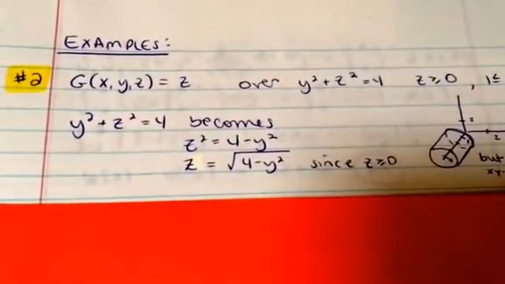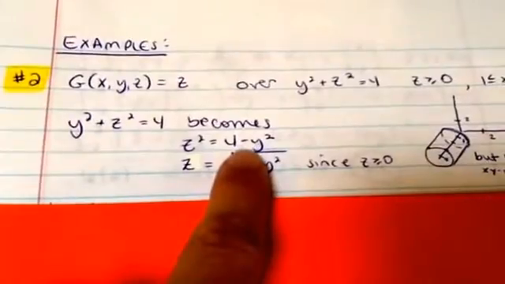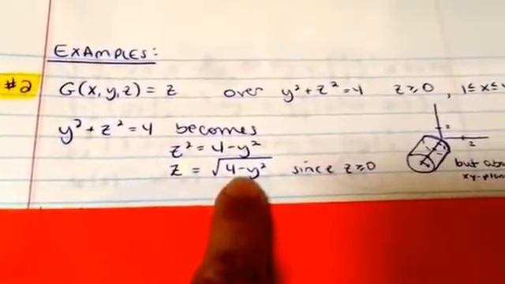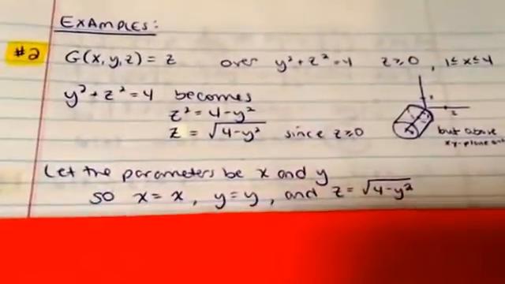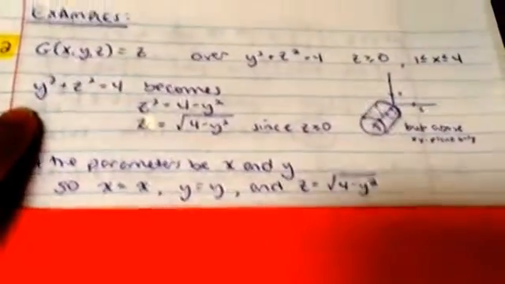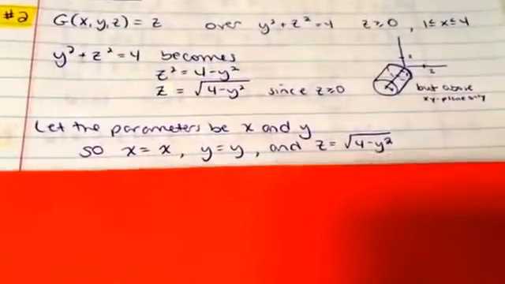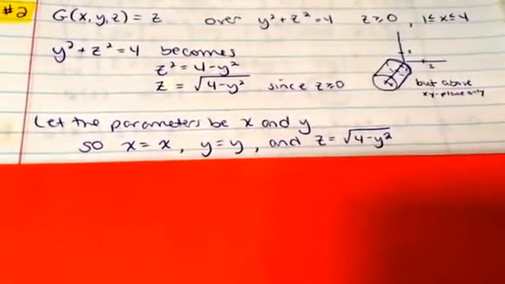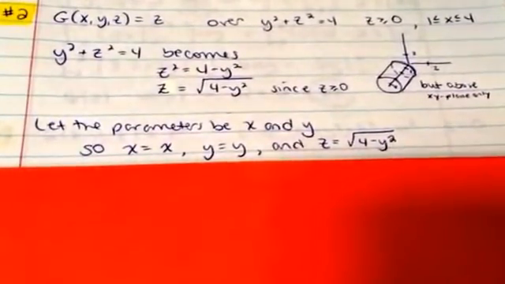So we're going to solve this for z. So subtract the y squared, take the square root of both sides. Since z is positive, we don't need the plus or minus. Now we're going to do the parameters. I don't know if we did this in the previous section, but this is one that you can do. You can just let x be x and y be y, and you're using x and y as your parameters.